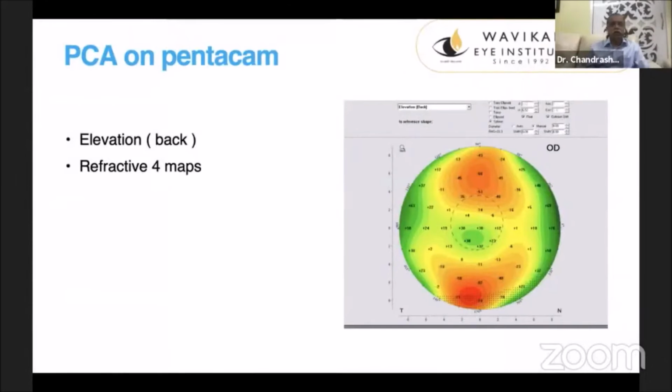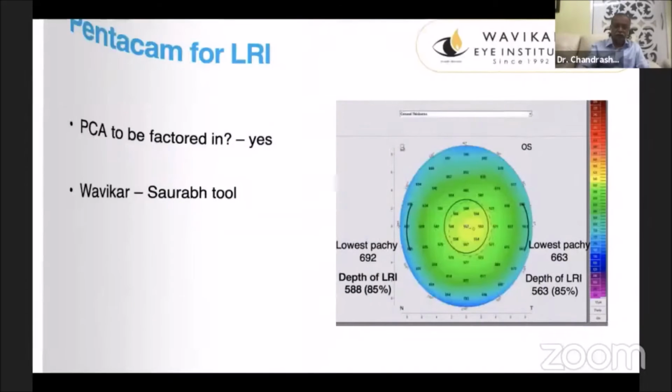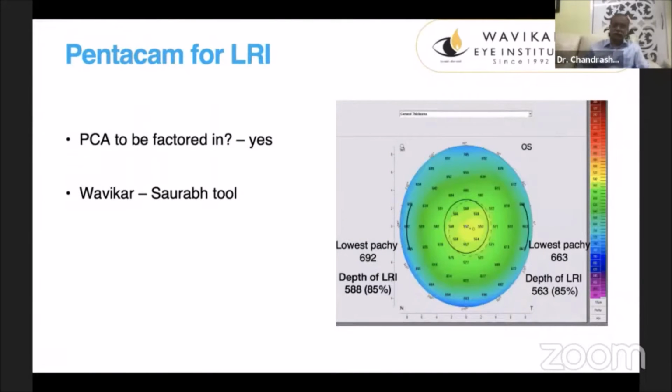Okay, so PCA on Pentacam is studied either on elevation back or refractive maps. And for LRI, Pentacam is useful because it gives you pachymetry at each and every point where you want to do LRI, and we can incorporate posterior corneal astigmatism in LRI.